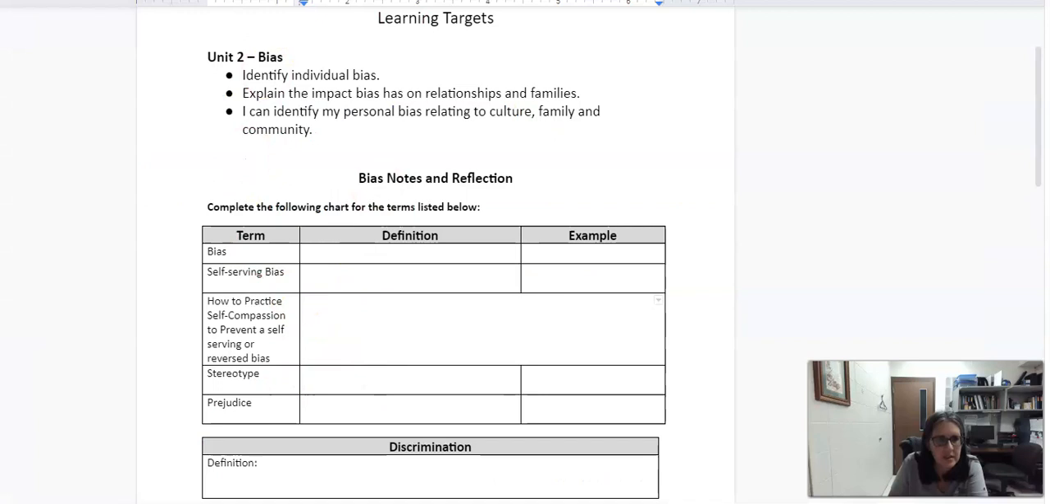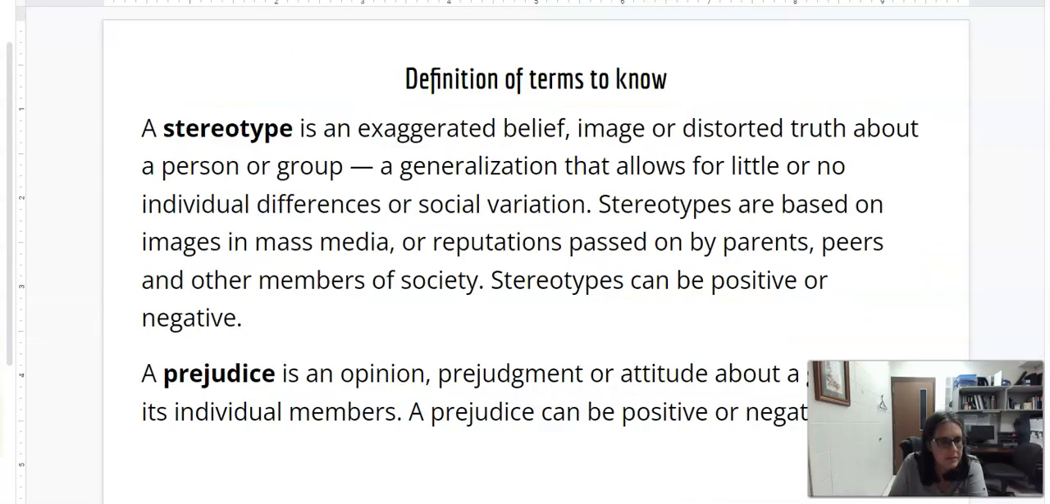Okay, next we have stereotypes. So again, we're doing different definitions. An exaggerated belief, image, or distorted truth about a person or a group. It usually allows little or no differences in social variation. It can be based on mass media or reputations passed on by other people. It can be positive or negative towards other people. A lot of times we think of them as negative. They can be positive, but sometimes the positive stereotypes aren't great either. Okay, and there's all kinds of different stereotypes.